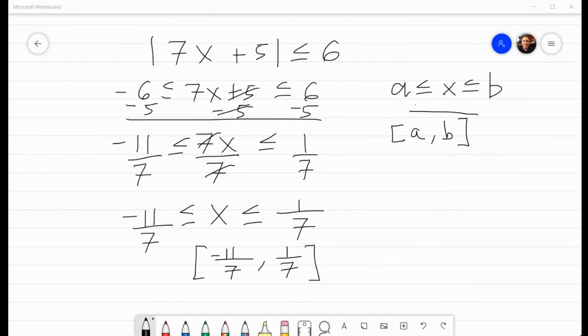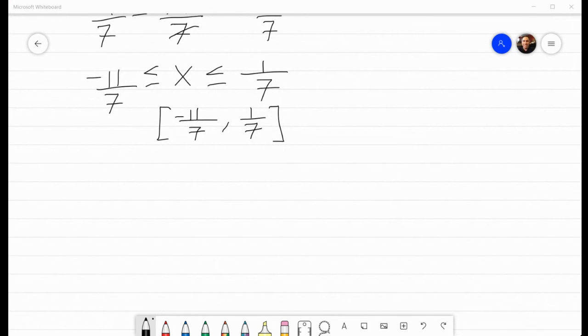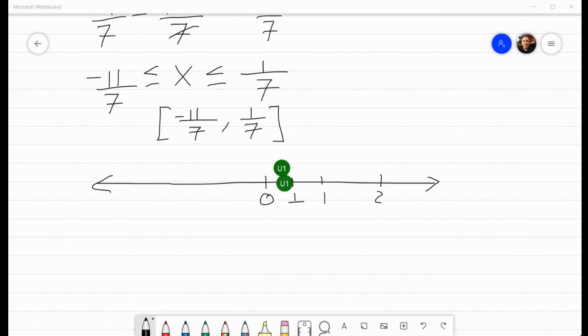And we can also graph that. Let me just move the thing up because I need my room. So we have the number line. Let me just label some numbers. We have 0. We have 1, 2. Okay. 1 over 7 is between 0 and 1. Negative 1, negative 2. Negative 11 over 7 is between negative 1 and negative 2.